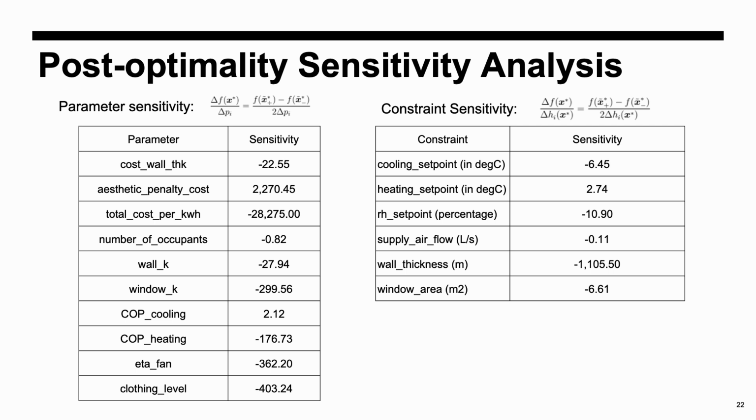So for the cost of wall thickness, we started off with a value of $5, and then we perturb it by 10%, making it 5.5, and then we check the whole system and report the sensitivity. For constraint sensitivity, we have upper and lower bound constraints on this problem, and we perturb these by 10% as well.